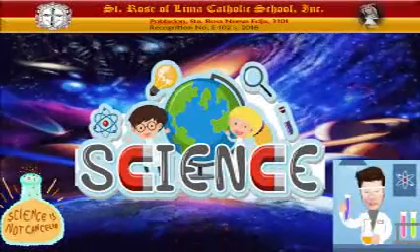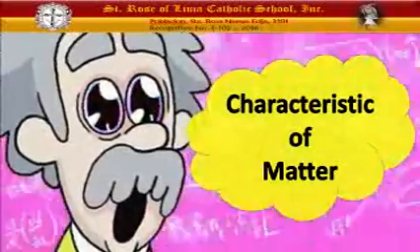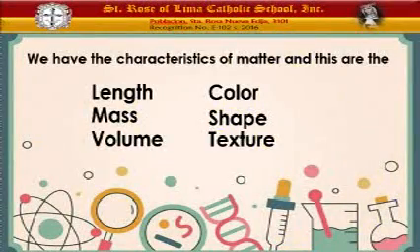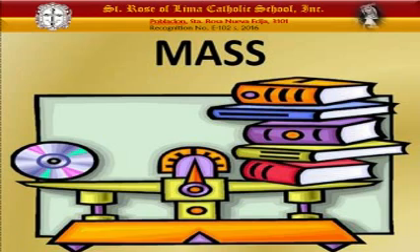Welcome to our discussion in Science 2, the characteristics of matter. So we have the characteristics of matter, and these are the length, mass, volume, color, shape, and texture. Last time we talked about the length, so now we are just going to talk about the mass.